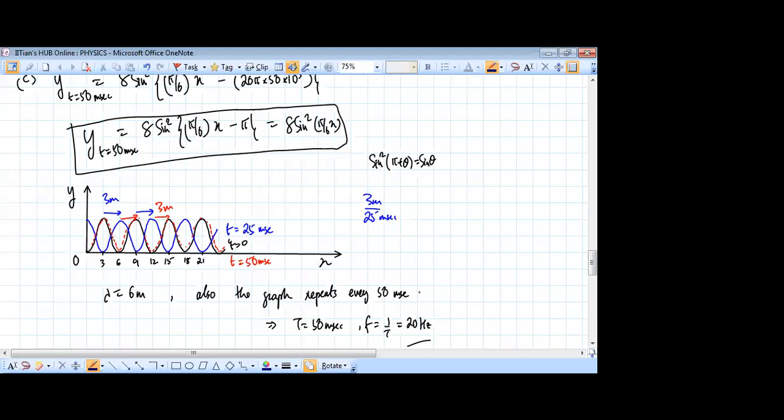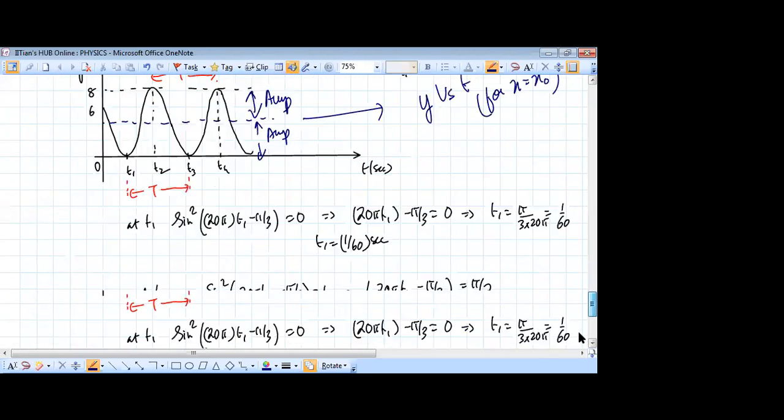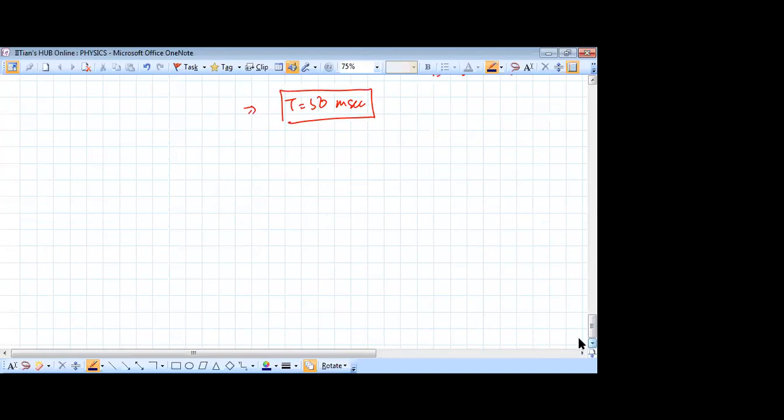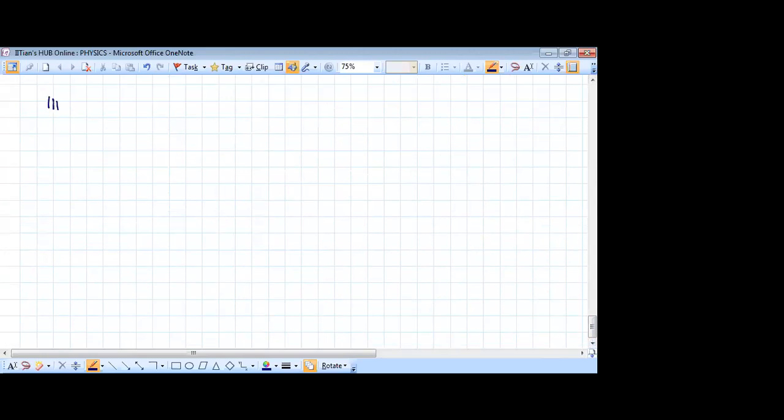So here also we had understood from a different method altogether that the time period was 50 milliseconds. Here we are getting it from a different thing. From the plot of y versus t, we are getting the time period as 50 milliseconds. So it confirms the same thing. So now we will just put together all this information.